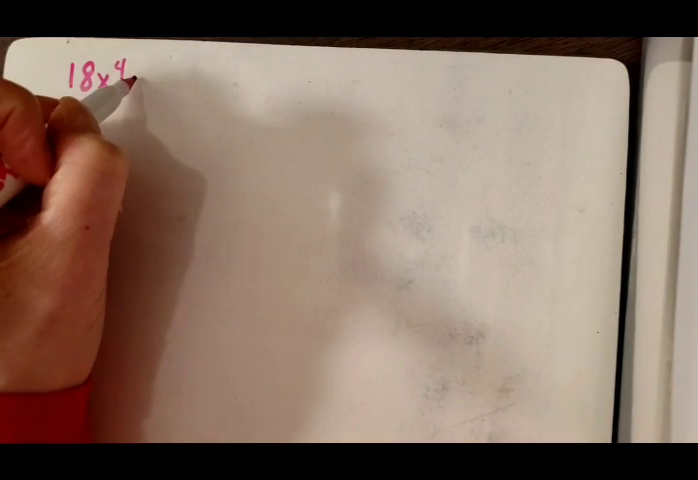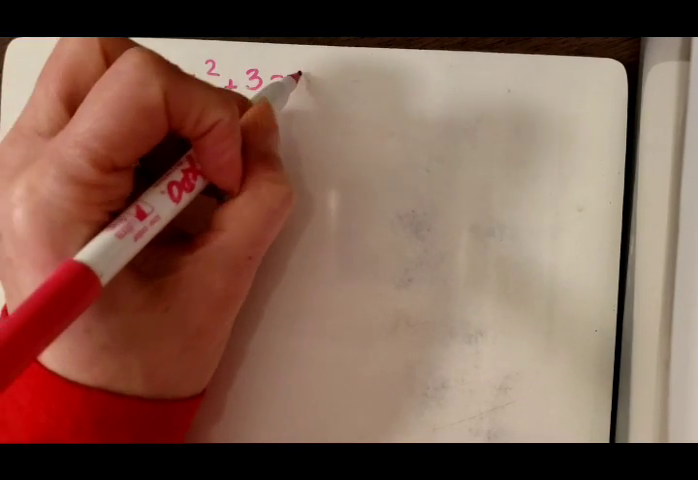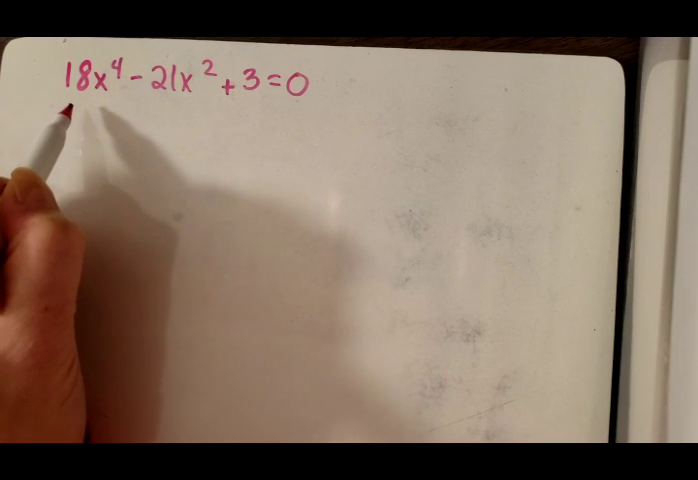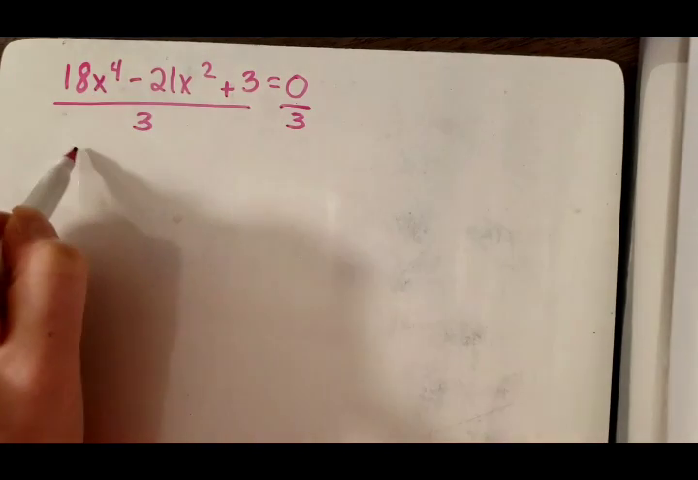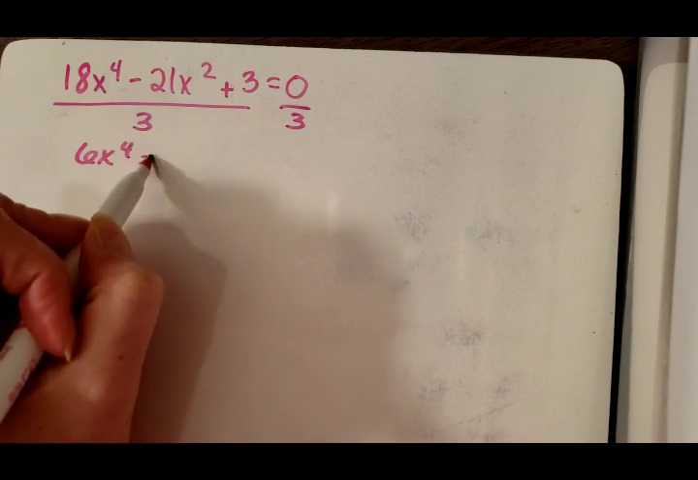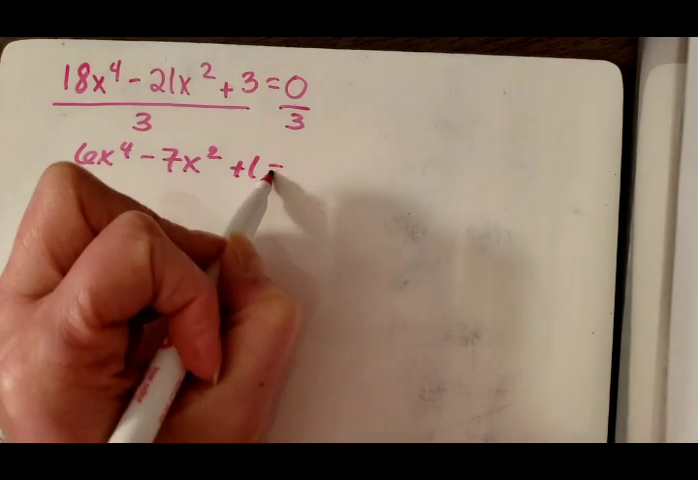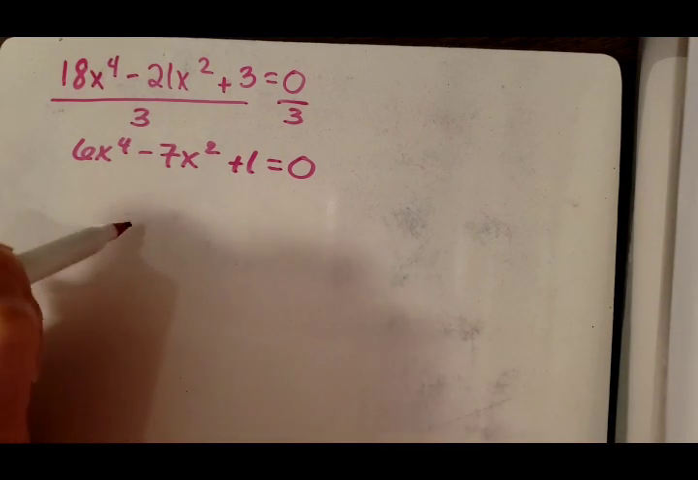If you had 18x to the fourth minus 21x squared plus 3 equals 0, now, I hope a bunch of you are going, I would divide a 3 off. So would I. So we have a simpler problem: 6x to the fourth minus 7x squared plus 1 equals 0. All right, let's factor.